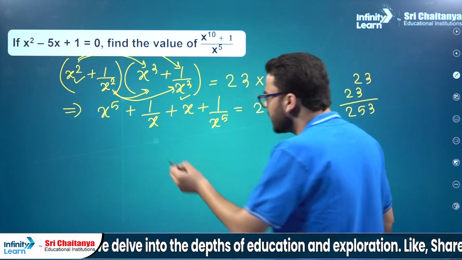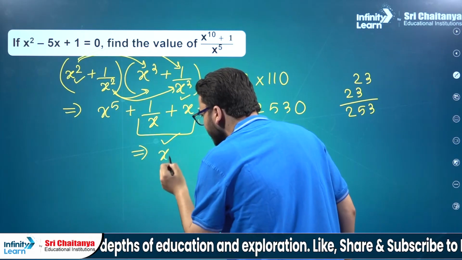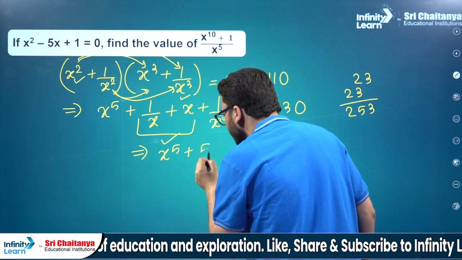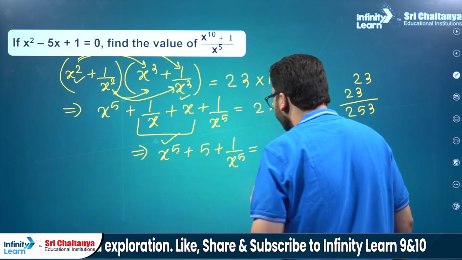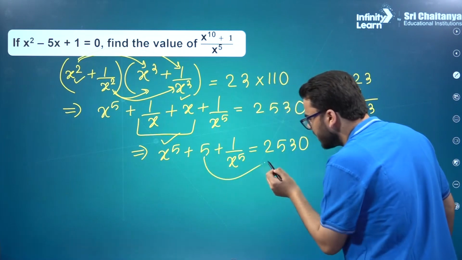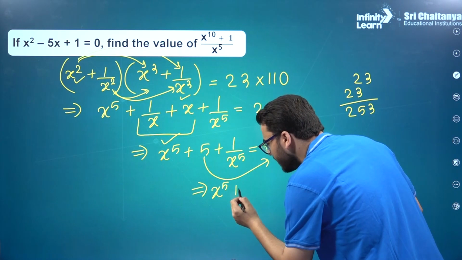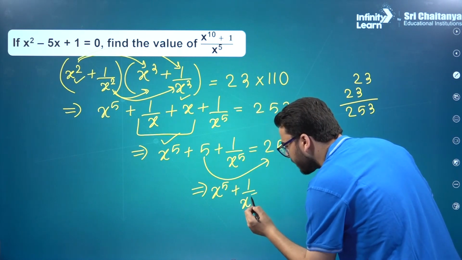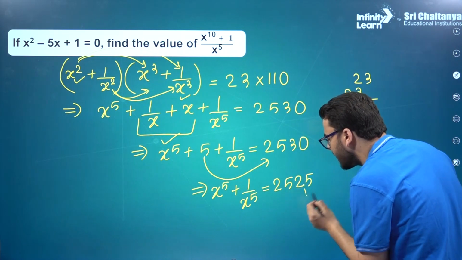Now we already know the value of x plus 1 by x, that was 5. So this is basically x raised to the power 5 plus 5 plus 1 by x raised to the power 5, and that is equal to 2530. So you see, this will be subtracted from the other side of the equation. So x raised to the power 5 plus 1 by x raised to the power 5 is equal to 2525. That is the answer.